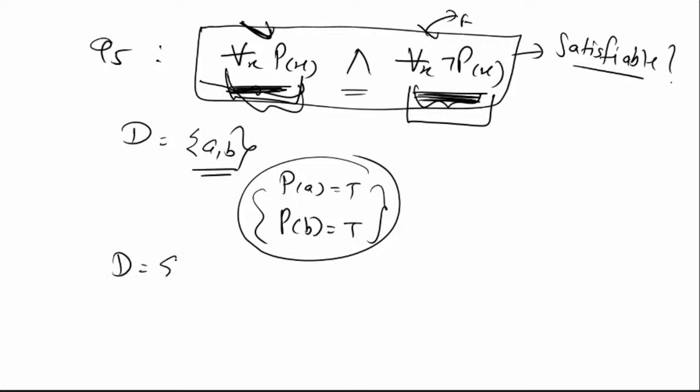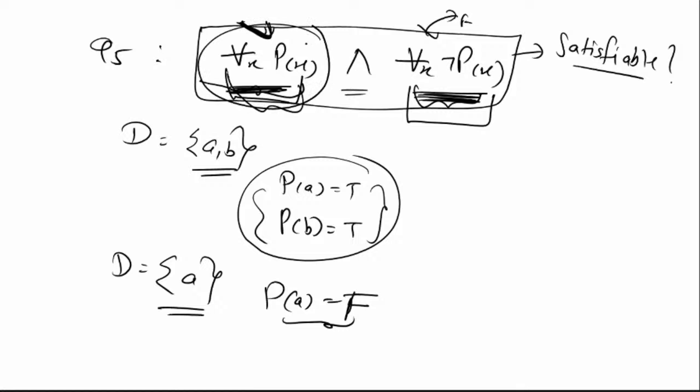Let's assume you have a single element. If you make PA true, then this first part will become true, but the second part will become false. If you take PA equal to false, then the second part will become true and the first part will become false. So ultimately, if you make this true, automatically this will become false. If you make the second part true, automatically the first part will become false. So this conjunction will always be false. So this is not satisfiable.